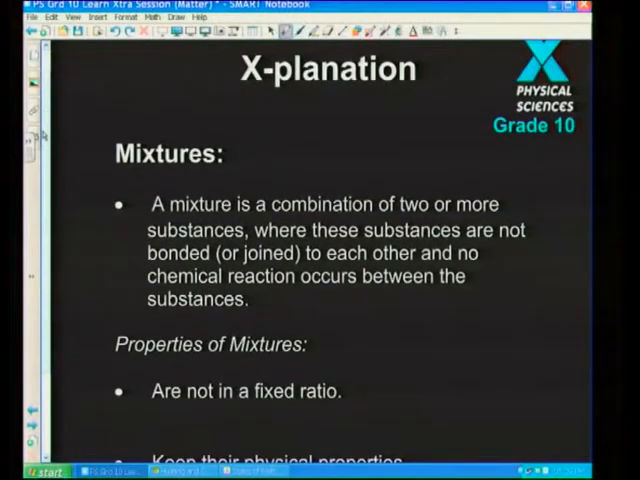A mixture is a combination of two or more substances, where these substances are not bonded, they're not joined to each other, and no chemical reaction, very important, occurs between the substances. That's the definition, and it's something that you need to know. It's a combination of things. They've just been lumped together, but there's no joining taking place.